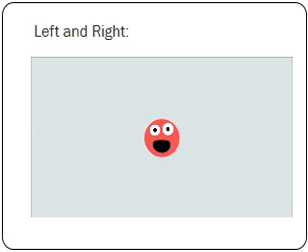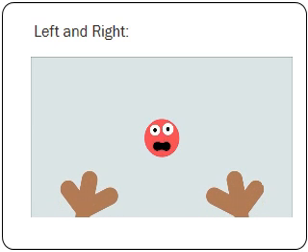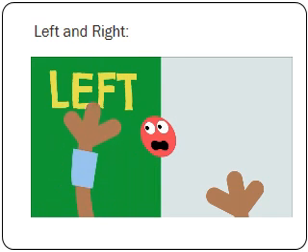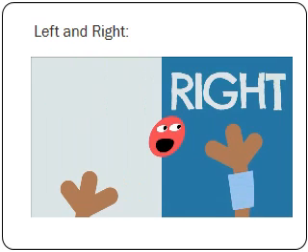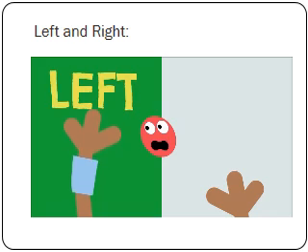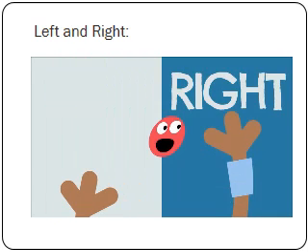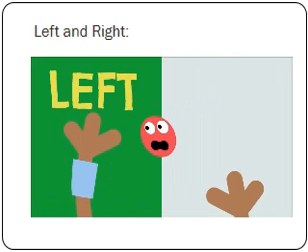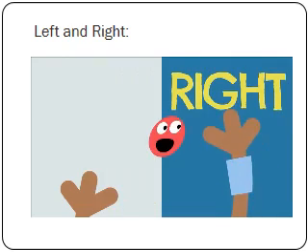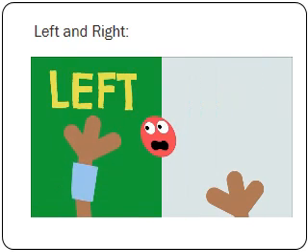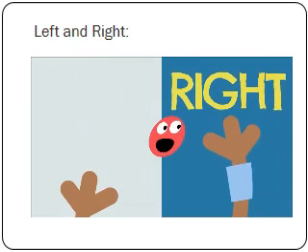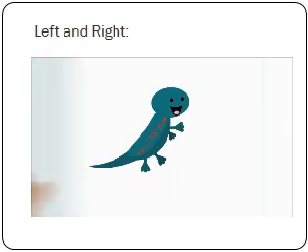Oh, that salamander is a good dancer. Okay, let's do it again. It's going to be a little faster. Left, left, right, left, left, left, right, left, left, left, right, left, left, left, right, left, salamander!